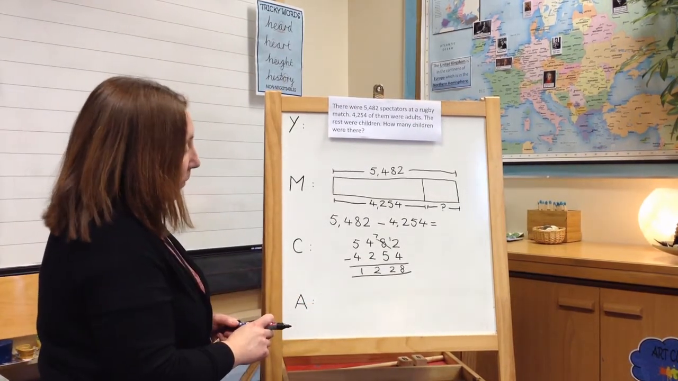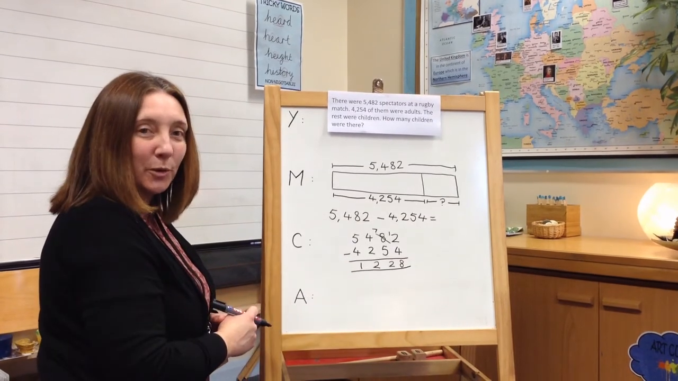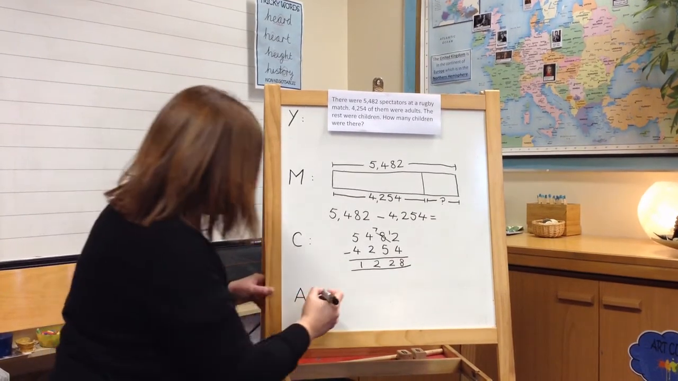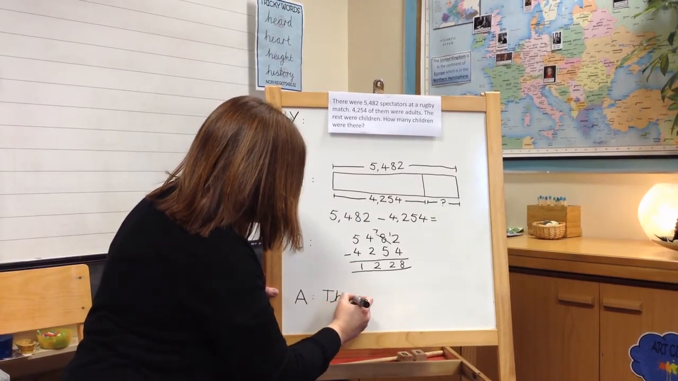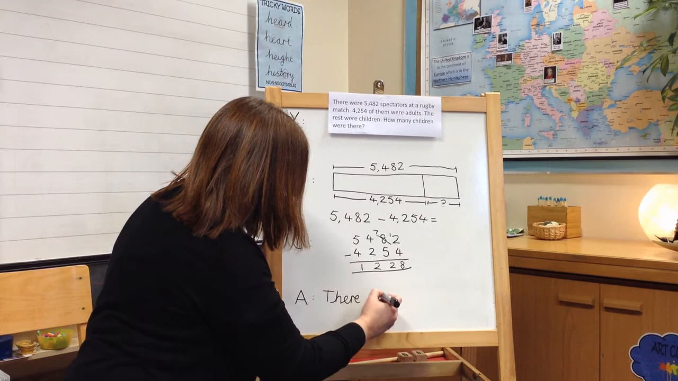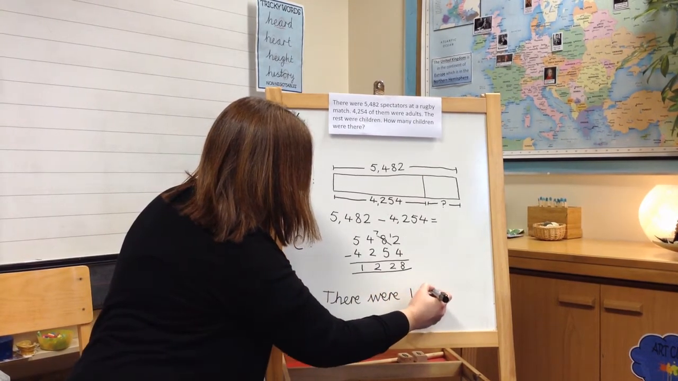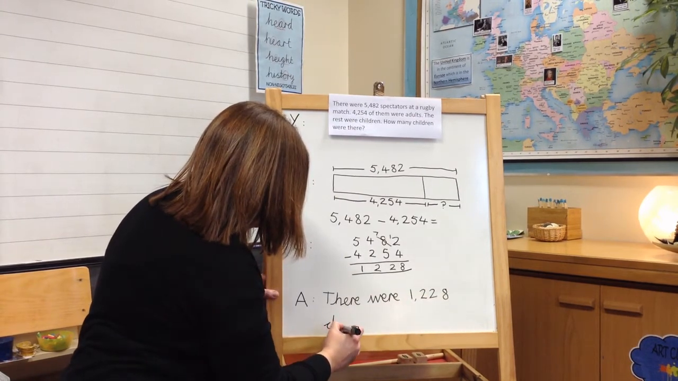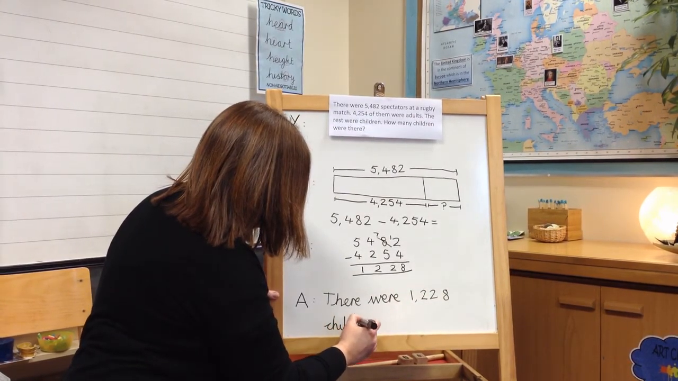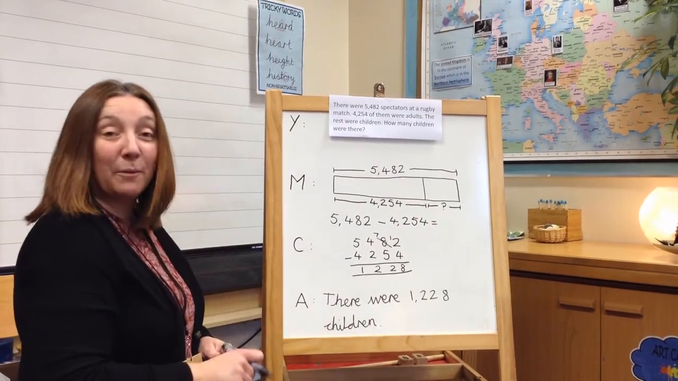How many children were there? There were 1,228 children. Full stop. And there we are.